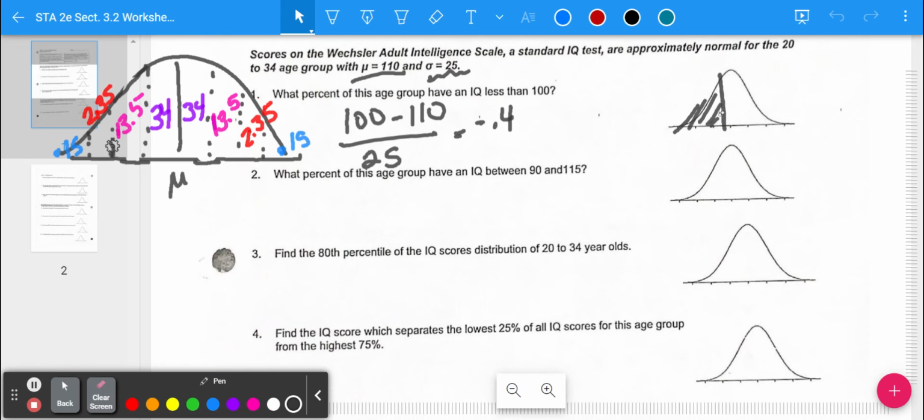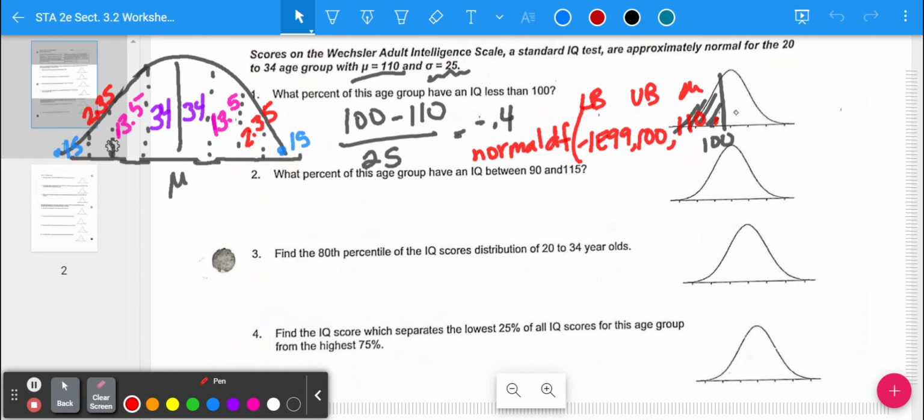Now remember, we always want to draw our picture here, so less than 100 means that I'll be shading below wherever 100 is. If you don't want to do this by hand, you can go into your calculator and run the normal CDF that we talked about in class. Make sure that you label all your parts. So the normal CDF, because I'm running less than, my lower bound is negative 1e99. My upper bound is 100. My mean is 110. And my standard deviation is 25. And again, as long as you label all these parts, then you would get full credit on the test.